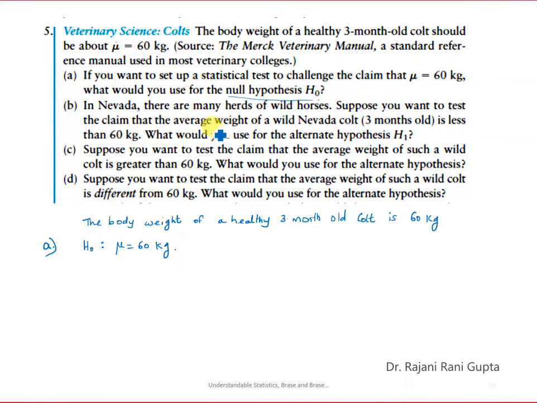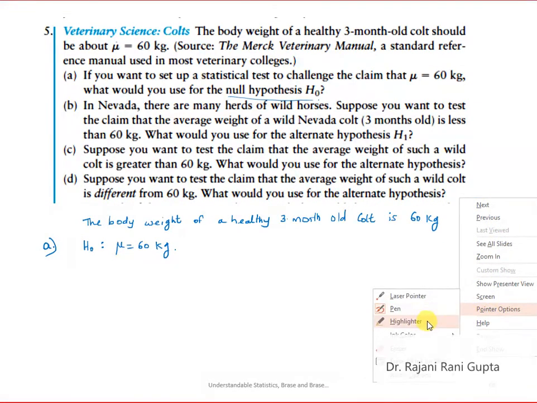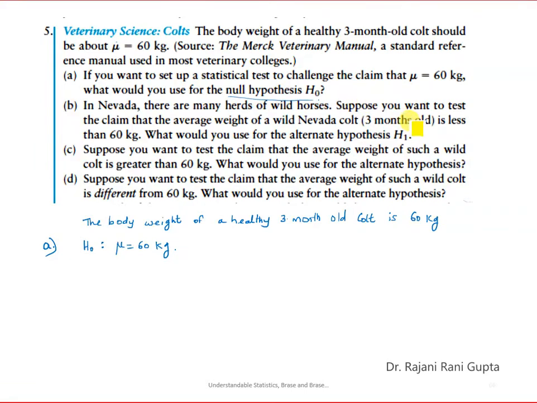In Nevada, there are many herds of wild horses. Suppose you want to test the claim that the average weight of a wild Nevada colt, which is another name for a 3 month old, means a Nevada colt which is 3 months old, is less than 60 kg. So here it is mentioned that what you want to test is that it is less than 60 kg. So what will be your alternative hypothesis in this case?